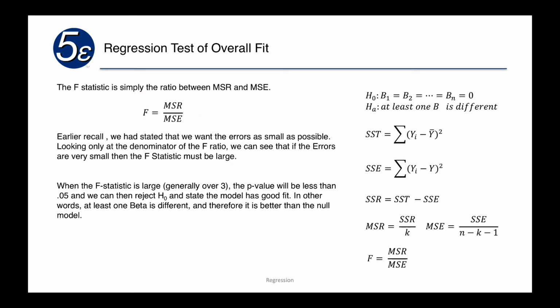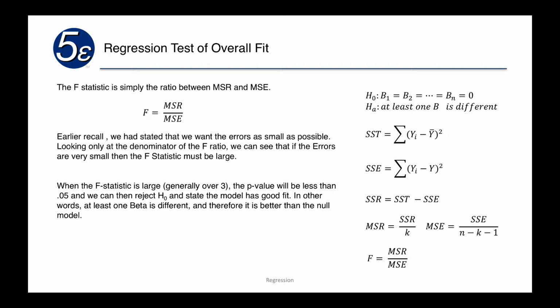So let's recall earlier that we had stated if we want the errors to be as small as possible and we have a good model, then the mean square of the errors will be very small as well. And if that's the case according to this ratio, then the F statistic will be very large because the MSR will outweigh the MSE. Again, remember, if the MSR for some reason was 10 and the errors were 1, our F statistic would be 10. If our errors were even smaller, let's say 0.5, then the ratio would be 10 over 0.5, which would make the F statistic 20.